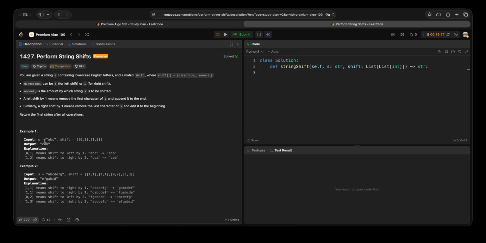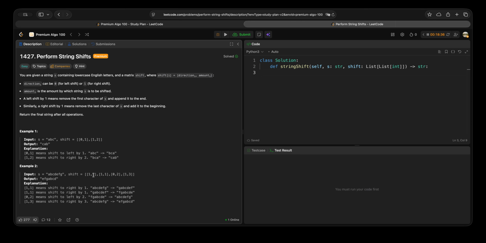For example, input ABC, shift [[0,1],[1,2]]. The first one is 0, so it's a left shift by 1. So pop A and append it on the right side. That's why ABC becomes BCA. Then [1,2] means shift right: 1 means right, so a right shift by 2. How it works is, firstly, remove A and move it to the left side, so that becomes ABC. And then pop C and append it on the left side, so that becomes CAB.